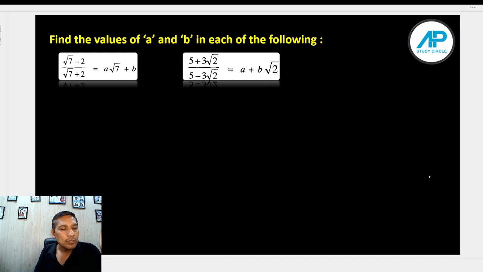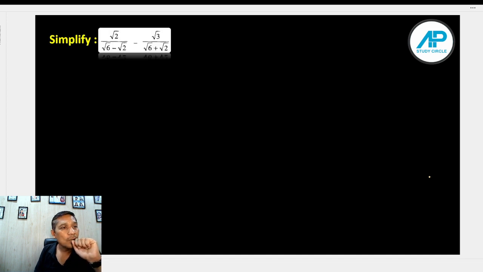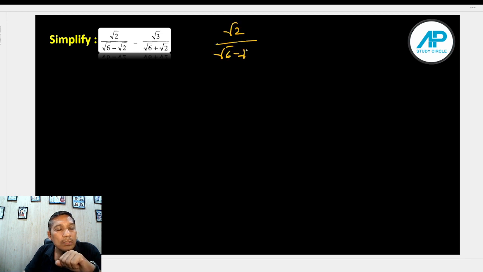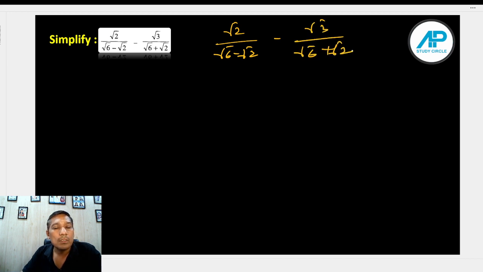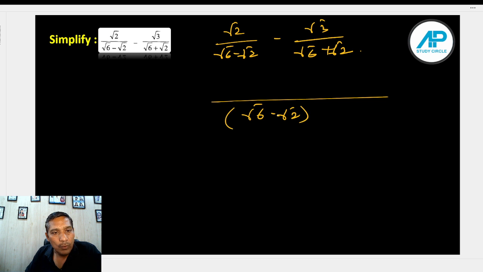So I'm taking a few more questions which have not been taken earlier, like this question. Root 2 upon root 6 minus root 2, root 3 upon, what can I do is that there are two ways of again solving this question. I am telling you one more step.